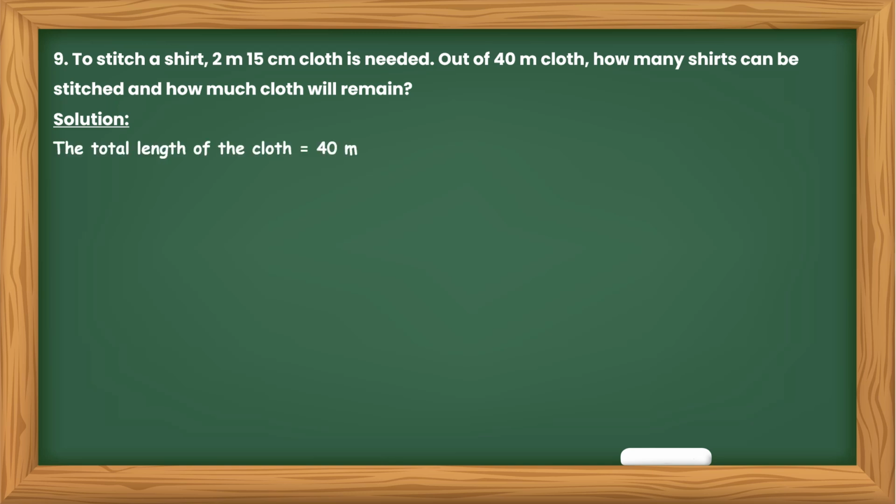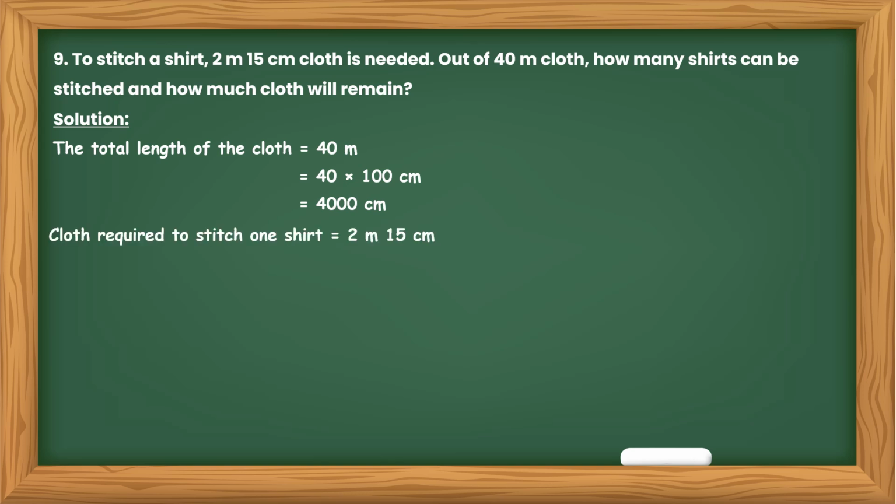Okay, so what is the information given to us? The total length of the cloth is equal to 40 meter. We'll convert it into centimeter because the other measurements are in a combination of both meter and centimeter. So 1 meter equal to 100 centimeter. So 40 meter is 40 into 100 centimeter, which is 4,000 centimeter.